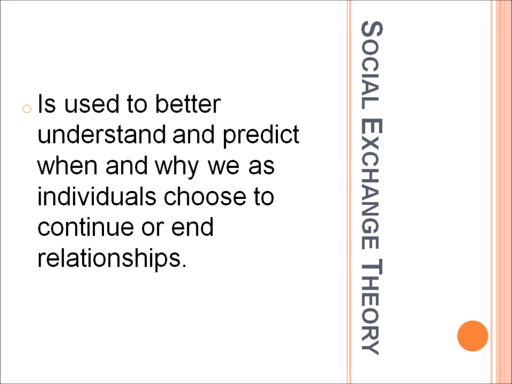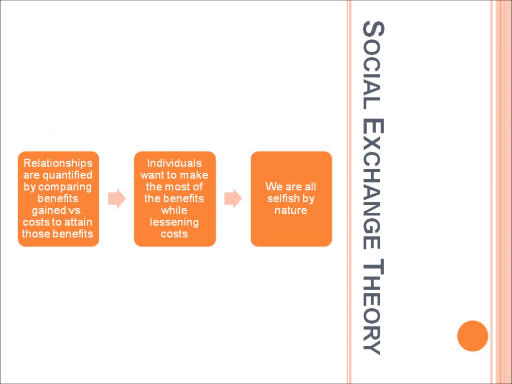Social exchange theory is used to better understand and predict when and why we as individuals choose to continue or end relationships. There are three assumptions that guide social exchange theory. First, relationships are quantified by comparing benefits gained versus costs to attain those benefits. Second, individuals want to make the most of the benefits in their relationship while lessening the costs. And third, we are all selfish by nature.